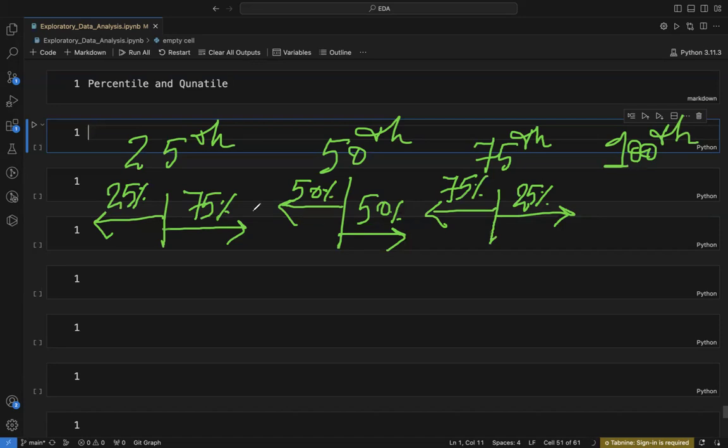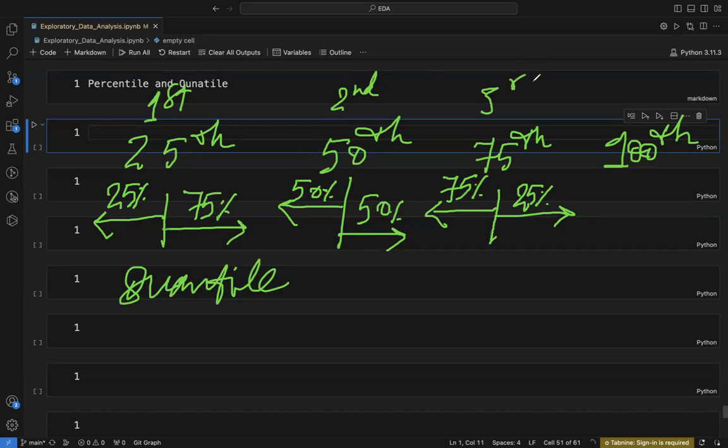So quantile is just a term. If somebody asks me what is the third quartile: this is my first quartile, this is my second quartile, this is my third quartile, and this is my fourth quartile. The first quartile is nothing but the 25th percentile, and the fourth quartile is nothing but the maximum value. So this is very related terminology.